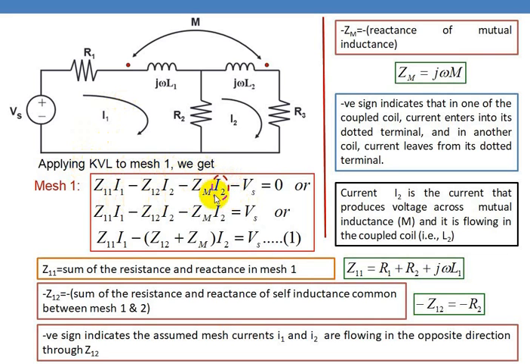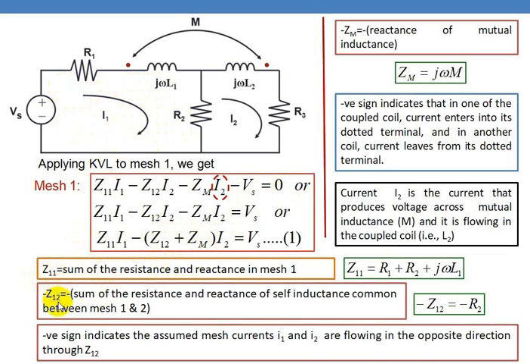So here, while we are writing for this mesh, this current is nothing but, right, this coil is coupled to this coil. The voltage drop due to mutual inductance occurs in this first mesh because of the current in the coupled coil, I2. So that you have to write here. Again, the same thing is written here. Vs is written on the right hand side, and again here the I2 terms are combined.